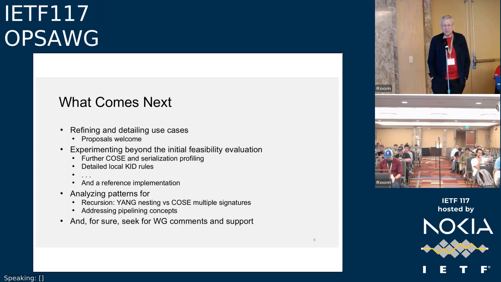We still need to think about how to fully achieve recursion, whether we can use just JSON nesting, that would be the straightforward solution, or consider COSE with multiple signatures. That is as well possible, and that would open the door for things like endorsements and similar constructs, and addressing the data pipelining concepts and how we could include these mechanisms as part of that pipeline. Well, for sure, whatever ideas or comments that you have. And I think I'm finished.